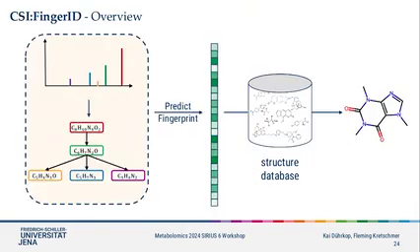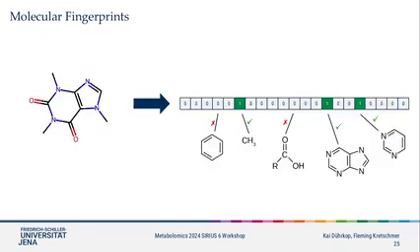And the way to do that is we first use a machine learning tool, CSI:FingerID, which predicts a molecular fingerprint from the mass spectrum and the fragmentation tree. And then we search this molecular fingerprint in the structure database to obtain the best molecular structure fitting our data. The molecular fingerprint is basically a vector of zeros and ones, where each position in this vector stands for some substructure. So basically, say this is a molecular structure, and each position corresponds to a substructure, and we just check if this substructure is contained in this molecule.